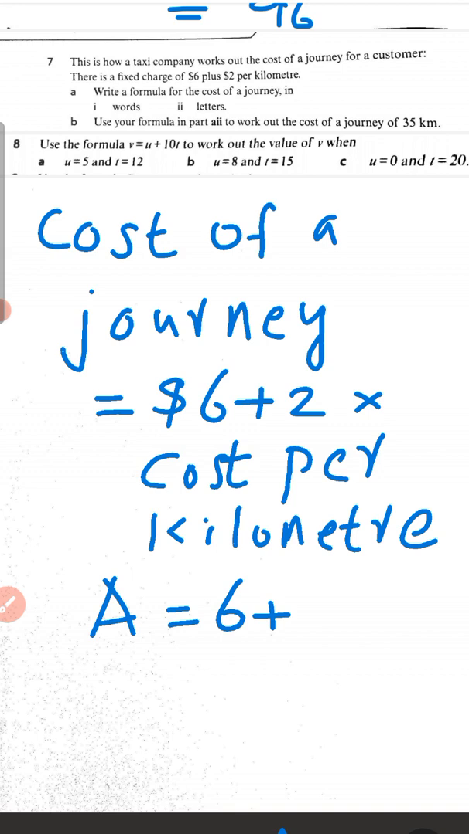6 plus 2C. So use A for cost of a journey and C for cost per kilometer. So this is in letters. A is equal to 6 plus 2C. Okay. Now children, use this formula to work out the cost of a journey of 35 kilometers.